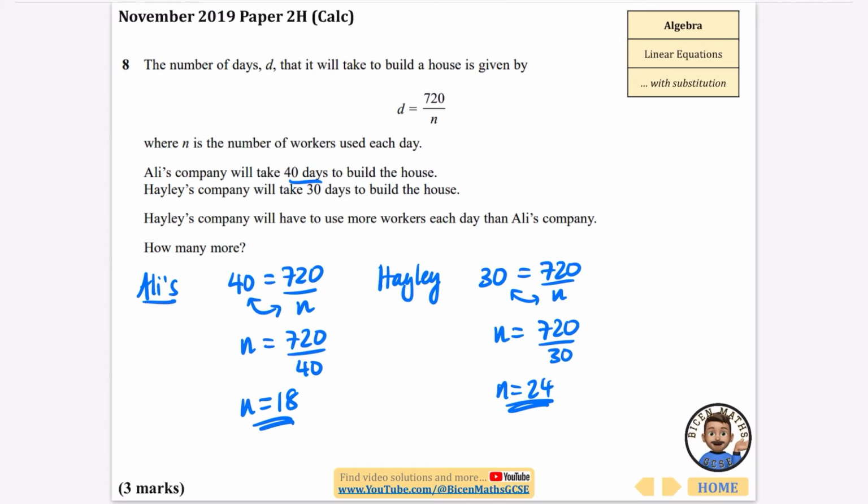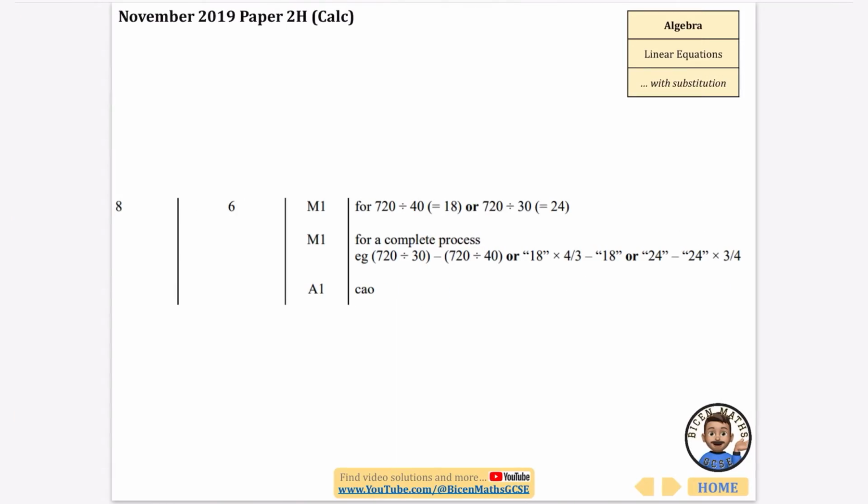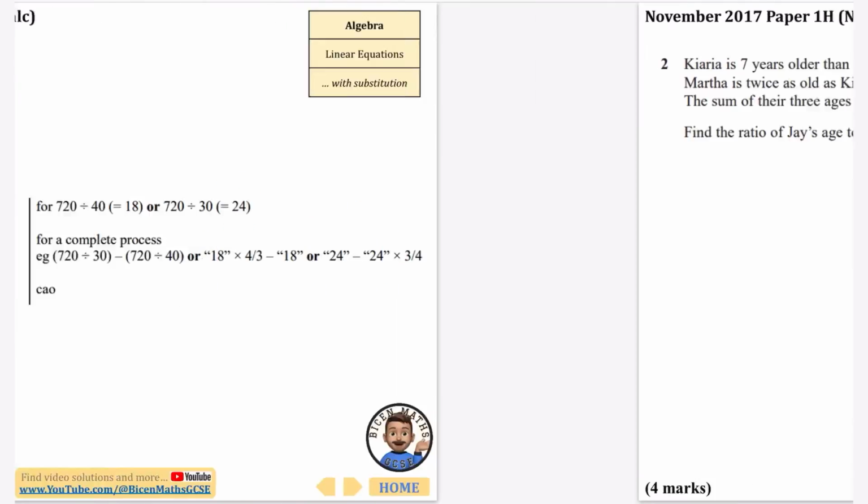And it says Haley will have to use more workers than Ali's. How many more? So we'll do 24, take away 18, which is 6 more. So she needs 6 more. Okay, there's the answer 6. We did get that one correct.